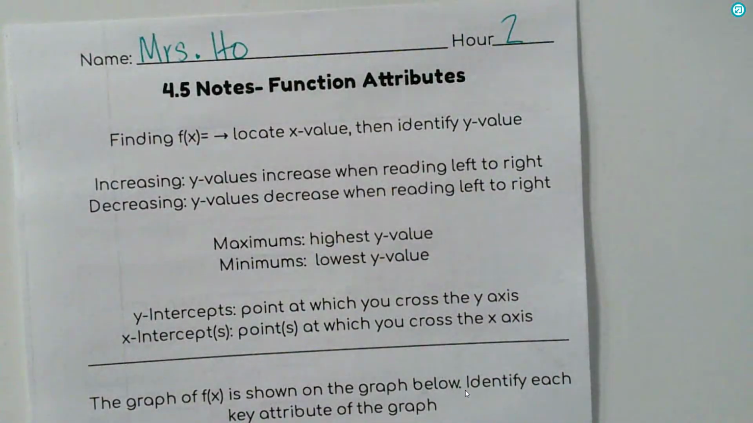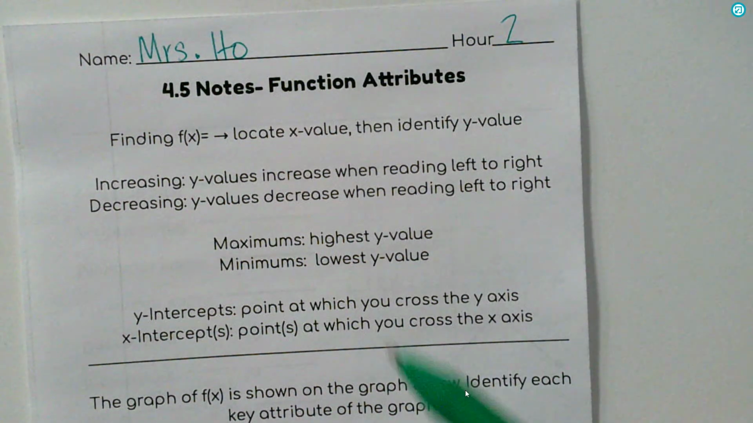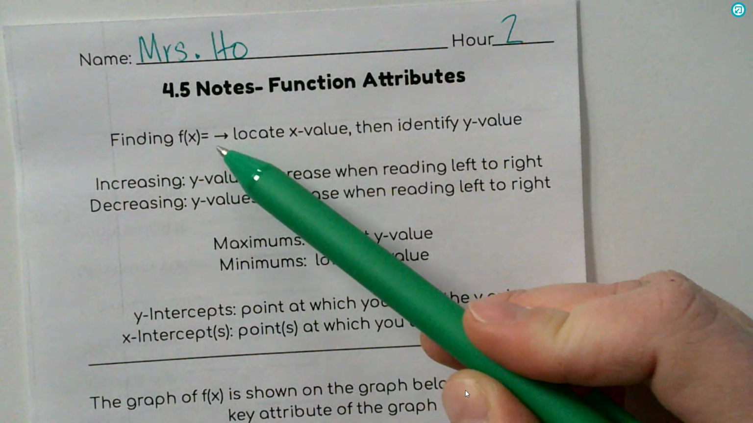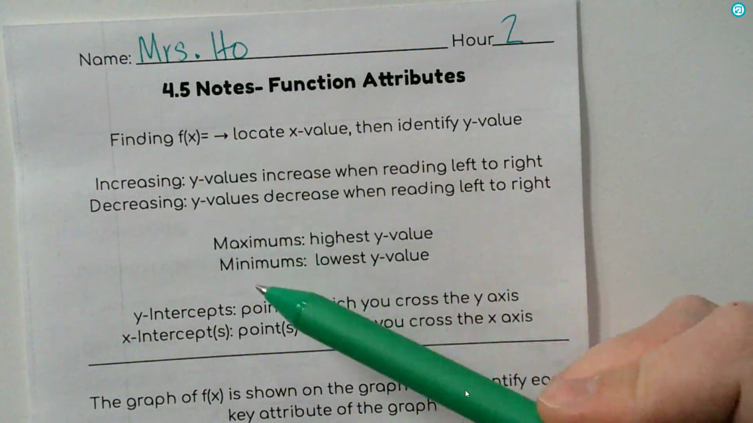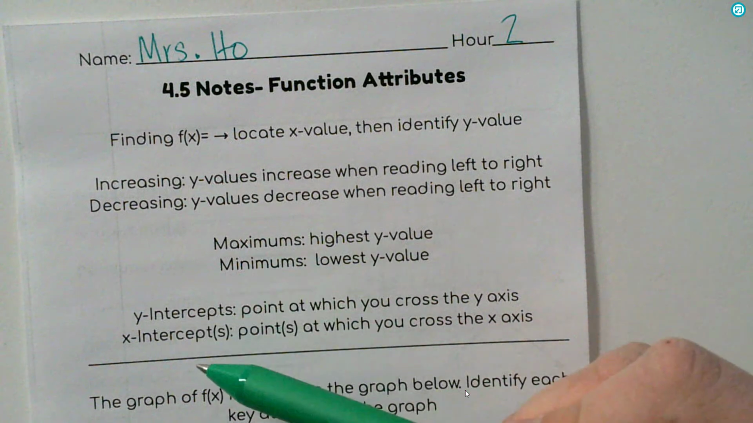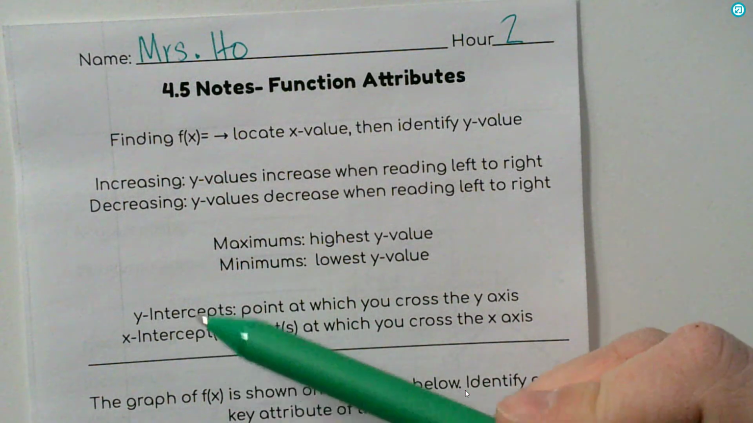All right, an attribute is a quality about something. So it's like a trait. Some attributes of me are that I have brown hair, I wear glasses or contacts, and I'm 5'3". So those are some attributes of me. We are going to be looking at our graphs and saying, okay, this is some x values of it. This is when we're increasing and decreasing. This is what our maximums and minimums are. These are what our x and y intercepts are. So we're going to be looking through and finding a bunch of attributes of our graph.